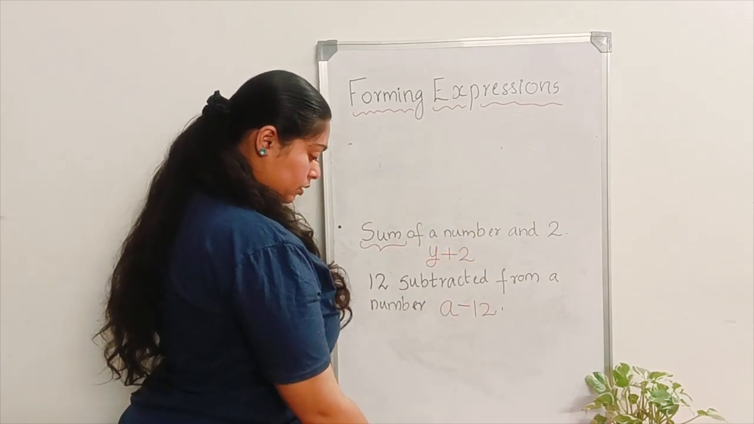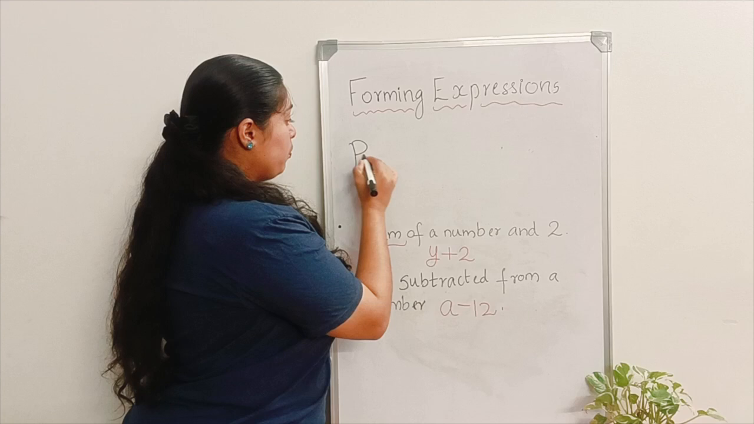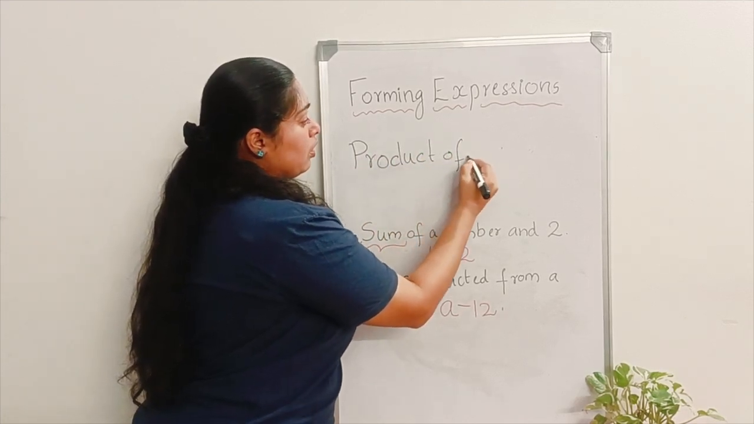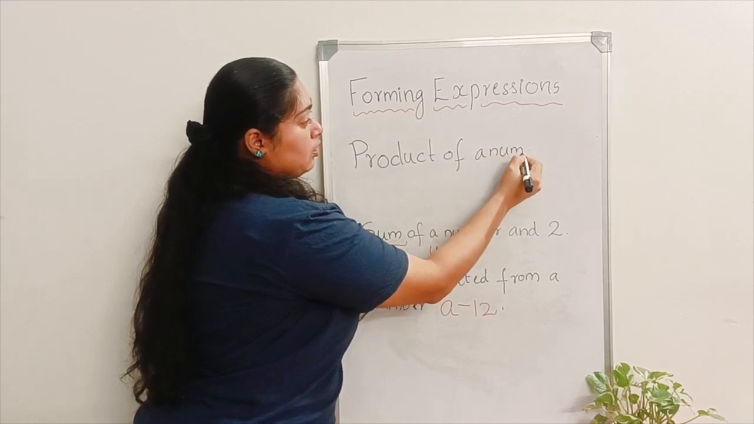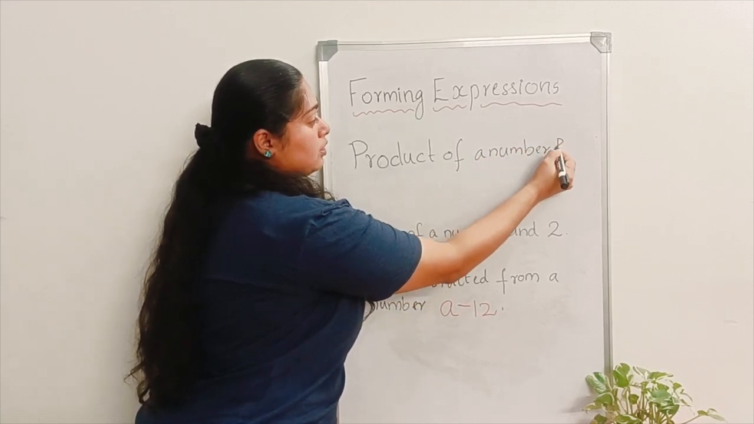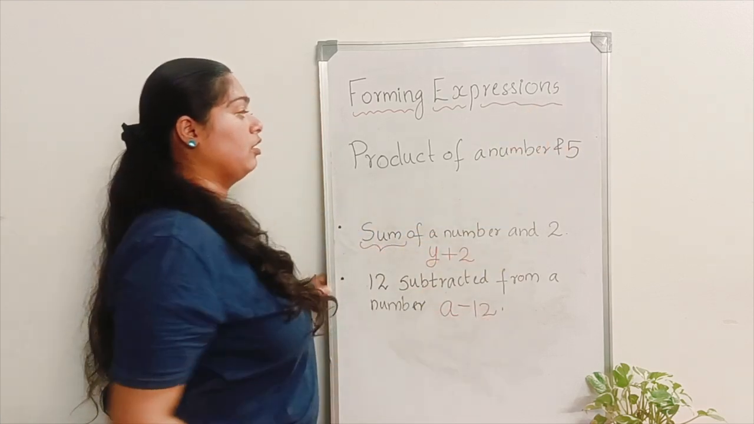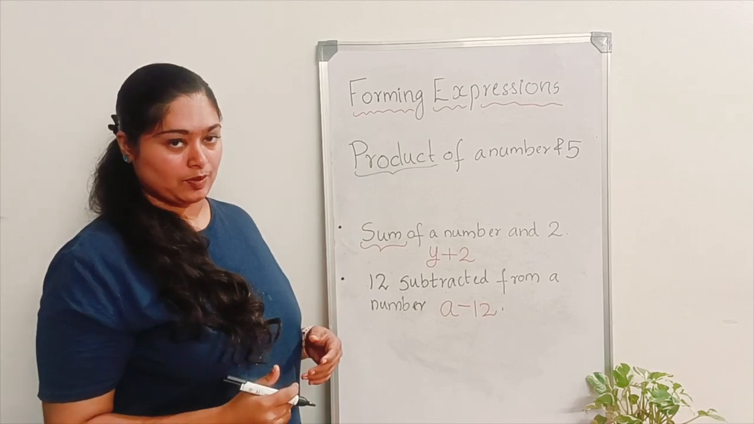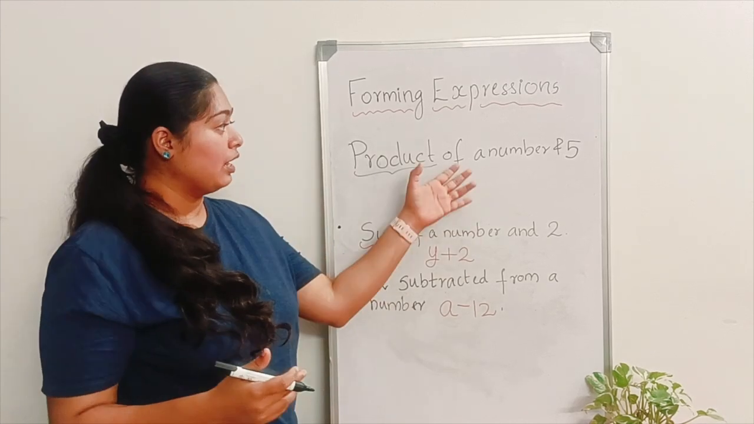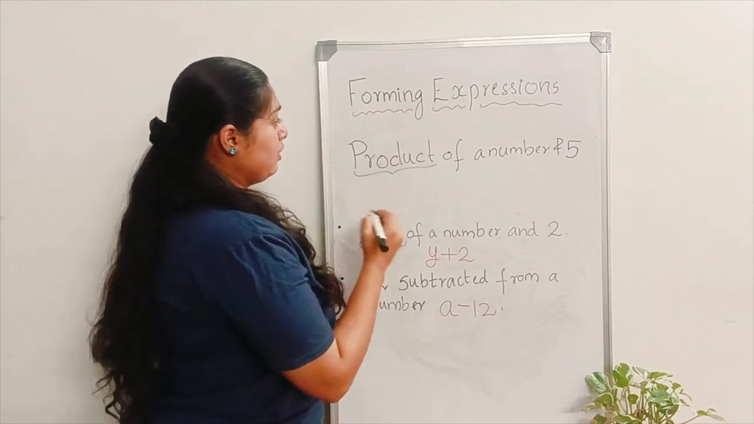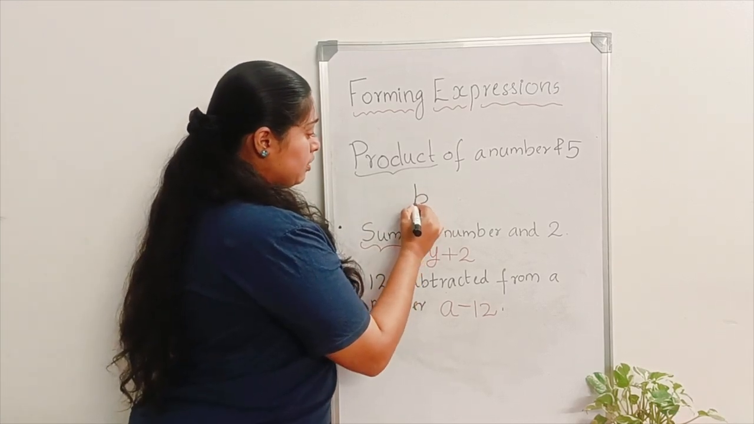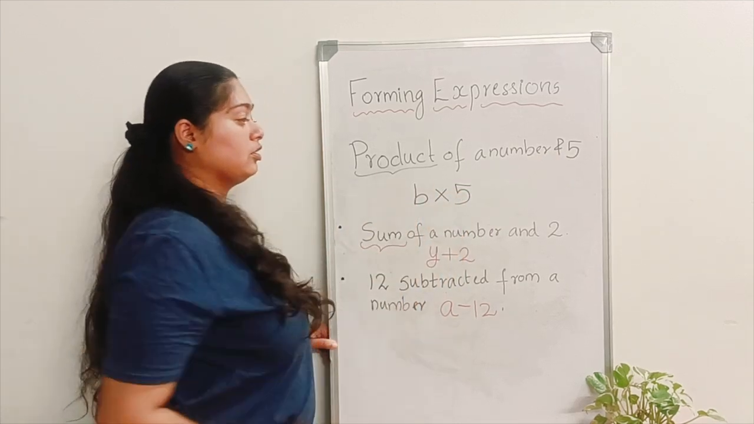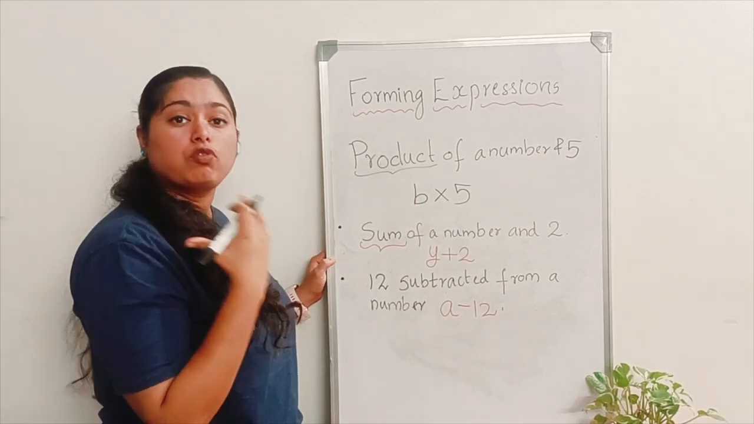And this time let me write the example as: product of a number and 5. The word product means the answer of multiplication, which means we have to multiply a random number, which again you can take any variable. Let's take it as b, multiplied by 5. That's another example. This is how we form an expression.